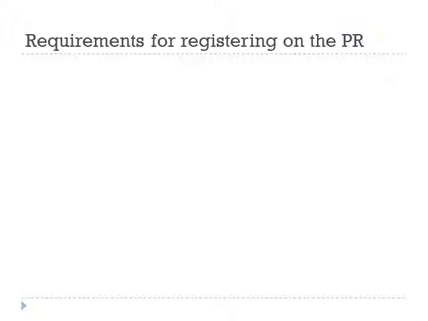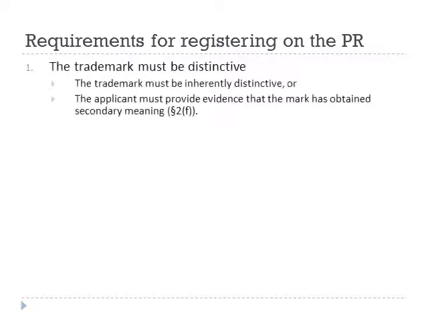Okay, so we've talked about the overall process. Now let's zero in on the trademark application. What do you need in order to register the mark on the principal register? Well, the first thing you need is a trademark that is distinctive. And as I hope you already know, there are 2 ways of being distinctive. There are marks that are inherently distinctive, and there are marks that become distinctive by obtaining secondary meaning. It has to be one of those.